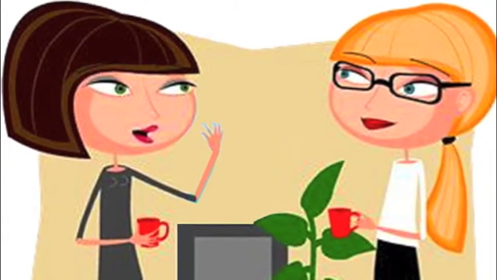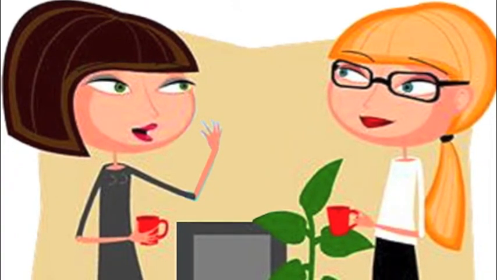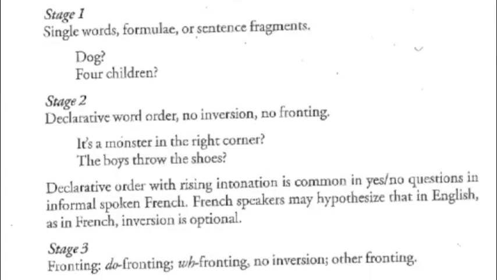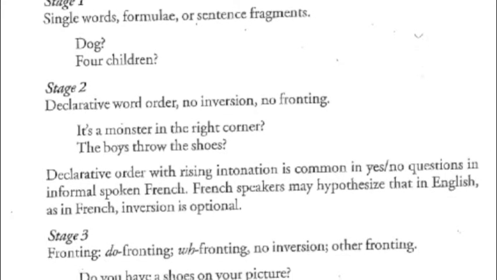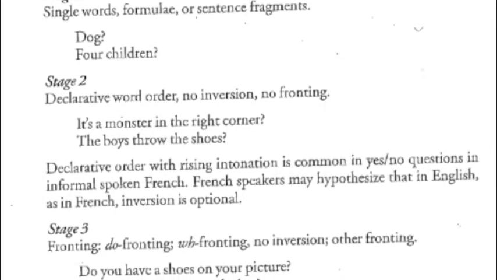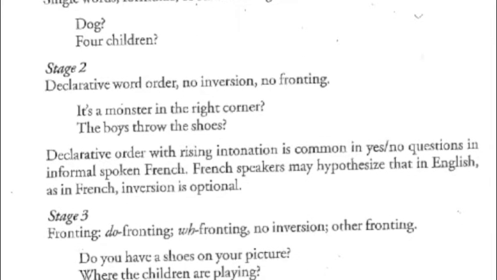I read an article about how languages are learned, and it talked about the different stages that people go through when learning a new language. It sounds like your student is in stage 2. He hasn't developed fronting yet and only has learned the correct intonation. He should be consistently advancing to the following stages. The next stage will be do fronting and WH fronting.